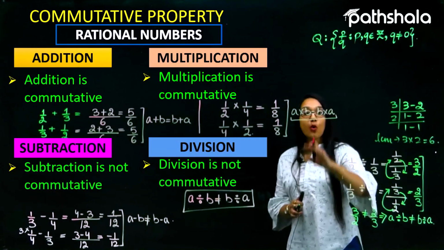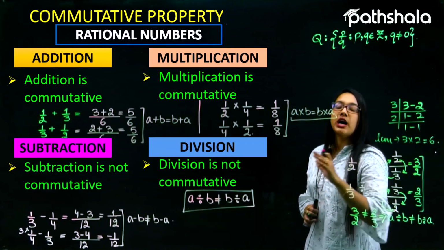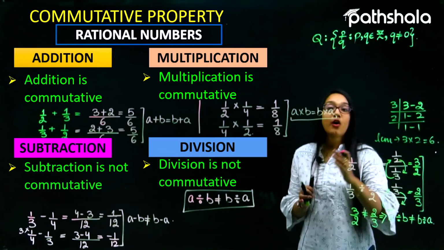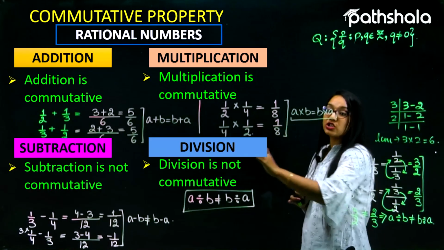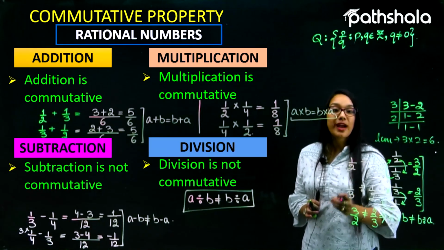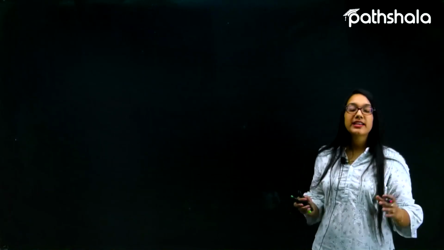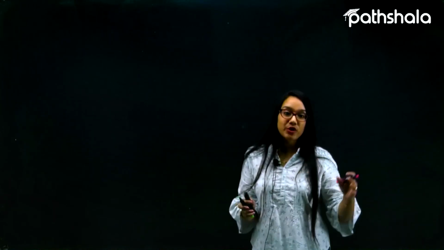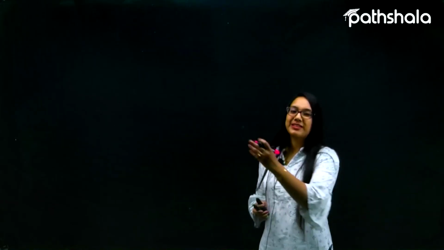So I hope this whole concept for the rational numbers, for the commutative property under addition, multiplication, subtraction and division, is all clear to you, that whether or not they are commutative under these operations. And with the help of counter examples, you can conclude whether they are commutative or not. So let's summarize the whole concept of the commutative property under addition, subtraction, multiplication, division for the whole numbers, for the integers, for the rational numbers.